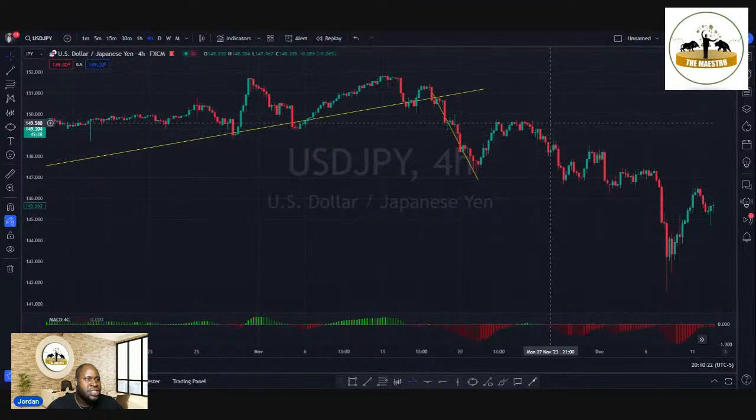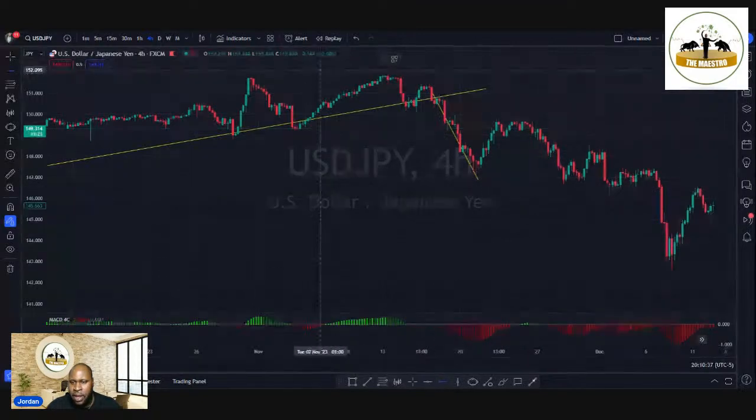You need confirmation that this is indeed a reversal. So what I need to see is that this retest cannot pass the previous high, okay? So let's test this out. The previous high is right over here.